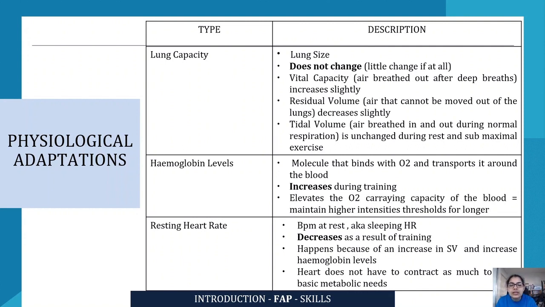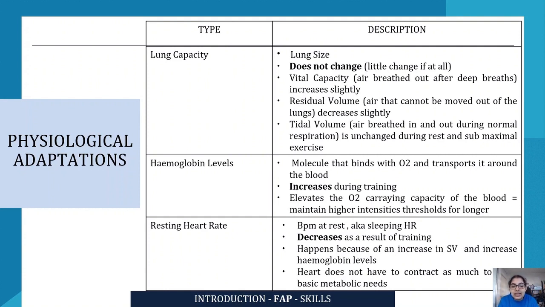Hemoglobin levels, on the other hand. Hemoglobin is the molecule that binds with O2 and transports oxygen around the body, through the blood, and it increases as a result of training. So it elevates the oxygen carrying capacity of the blood, and as a result of that, you're able to maintain higher intensity thresholds. So if you've got more oxygen going around your body because there's more hemoglobin present in your blood, remember, the oxygen can latch onto the hemoglobin, it can travel around more, and so obviously that is going to lead to you being able to maintain high intensity thresholds.